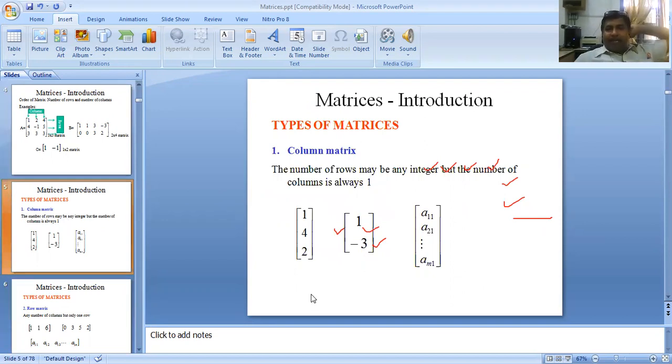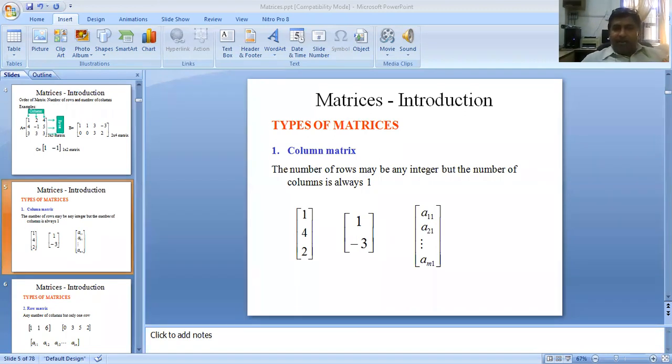So in the types of matrices, there is first the column matrix. In the column matrix, there is only one column and any number of rows. A matrix in which there is only one column and any number of rows is called a column matrix.